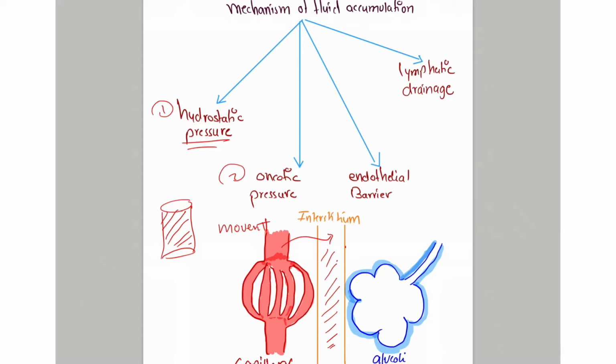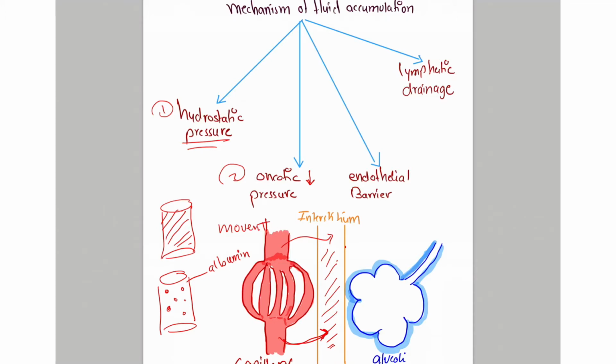Second factor is oncotic pressure. Oncotic pressure is the pressure created by the presence of a protein, especially albumin, inside the blood vessel. When oncotic pressure decreases, this favors the movement of fluid from pulmonary capillaries into the interstitium.